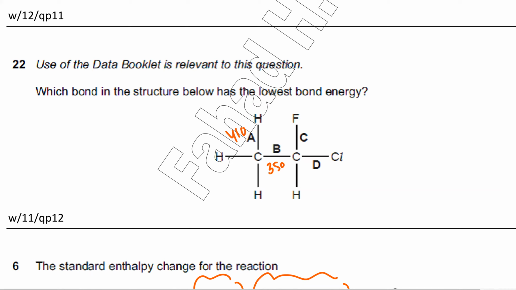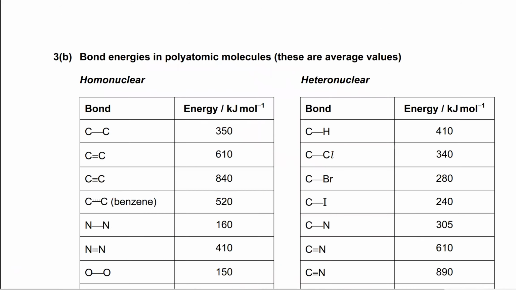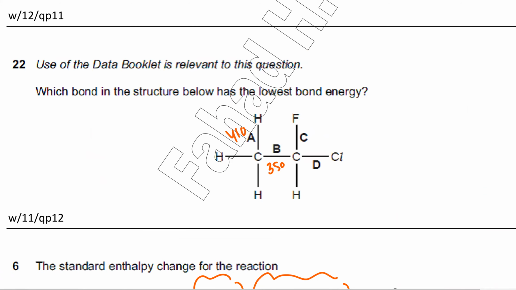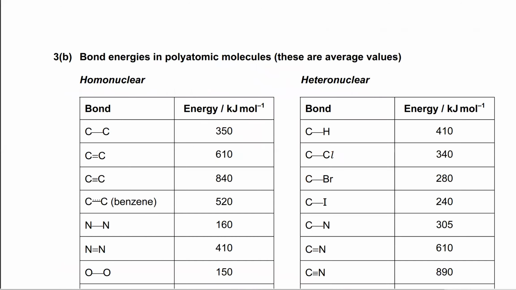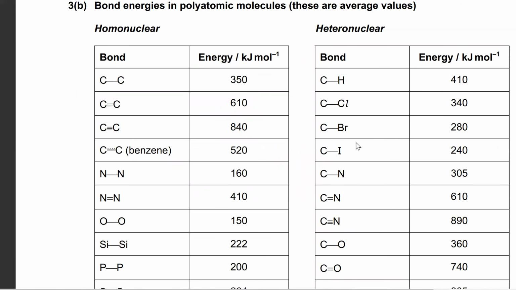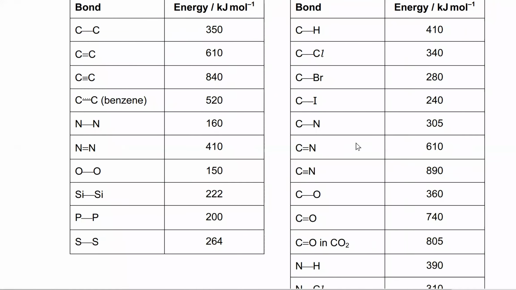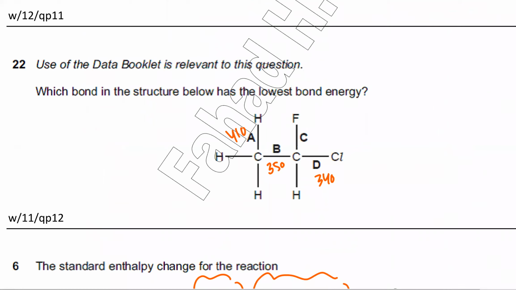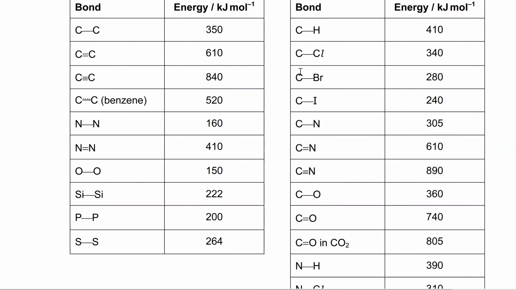And then I had the C-F and C-Cl bond. If I look at the data booklet, I'll see a C-Cl bond that's 340. And the last one is the C-F bond. Remember, we're looking for the lowest bond energy. If you look for the C-F bond energy, that isn't even part of the data booklet. So now your prediction part will come in, because even if you look at the data booklet, you've got C-I, C-Br, C-Cl, but there is no C-F.